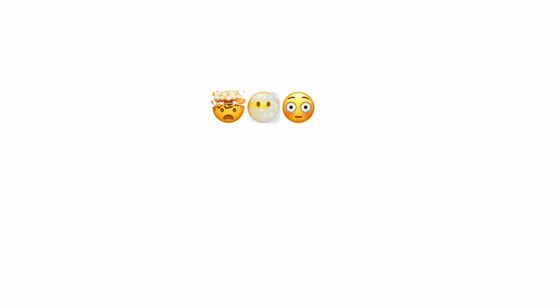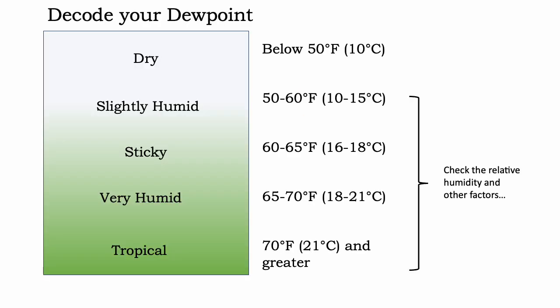Now we're going to get to the application part. Decode your dew point. You've probably seen these little diagrams where it's dry, humid, sticky, very humid, tropical. If your dew point is above 50 to 60 degrees Fahrenheit or 10 to 15 degrees Celsius, check the relative humidity and other factors. If you need to keep your hair together, you've got an important day, your hair tends to frizz a lot and you want it to look good.